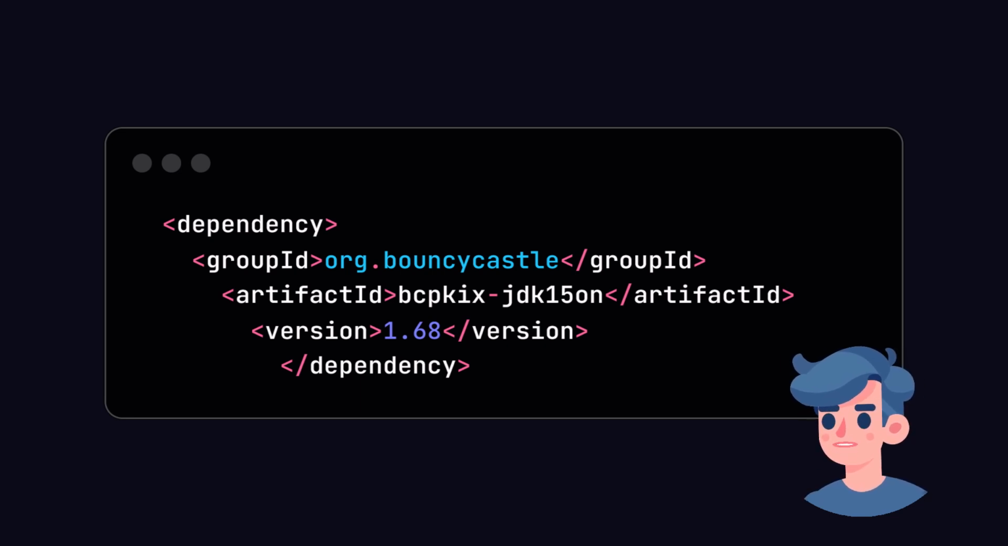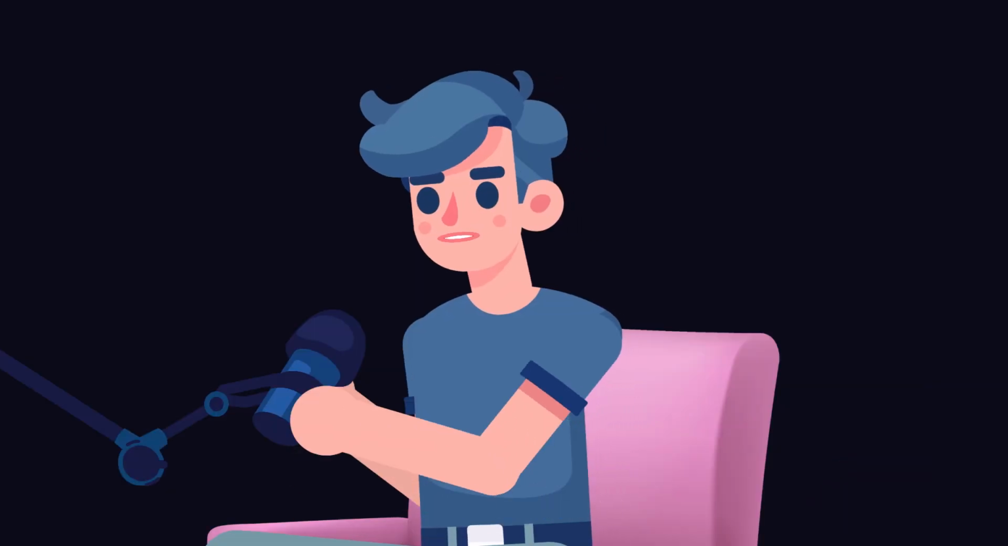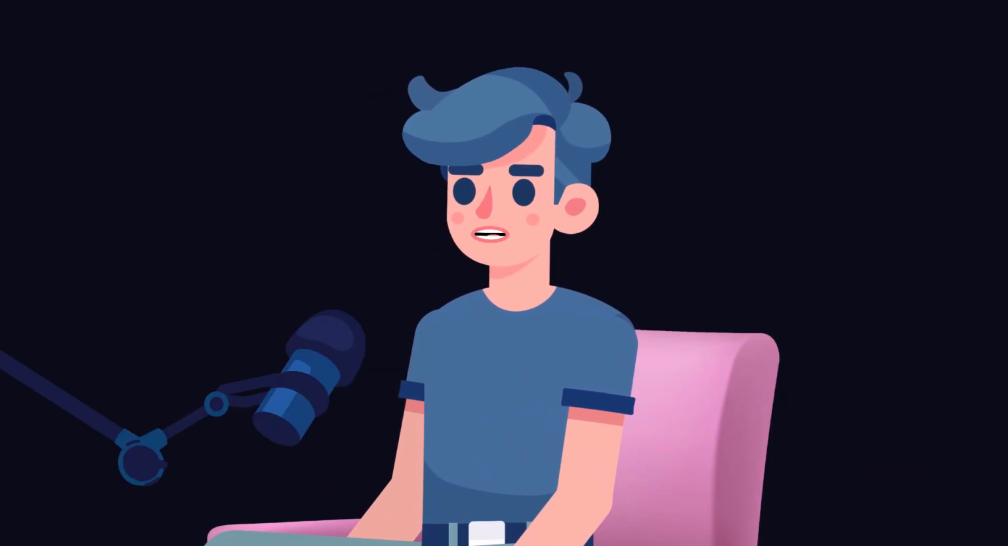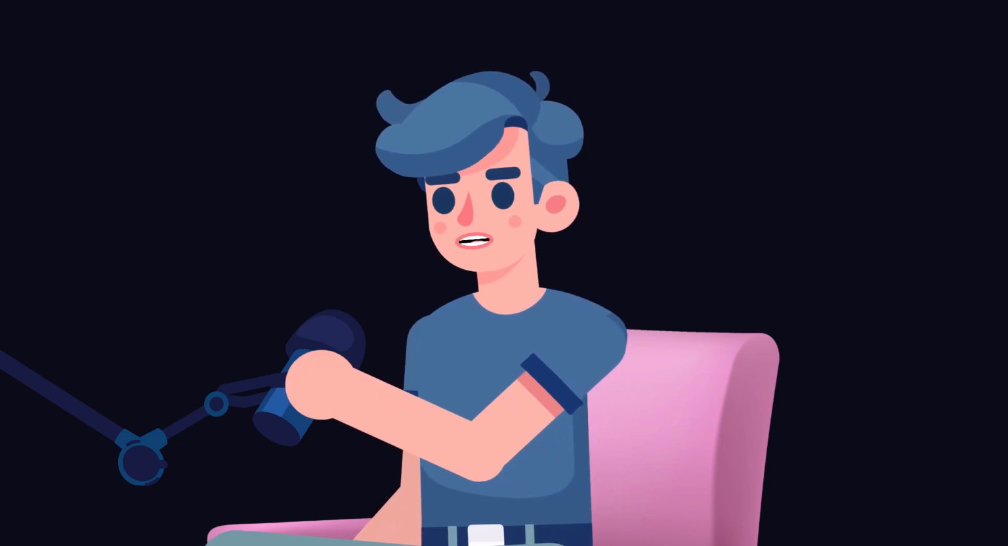If you're using Maven, you can include the following dependency in your pom.xml. If you're not using Maven, you can download the Bouncy Castle JAR file from the official website and add it to your project's build path. Once you have the library integrated, you're ready to get started with the code.